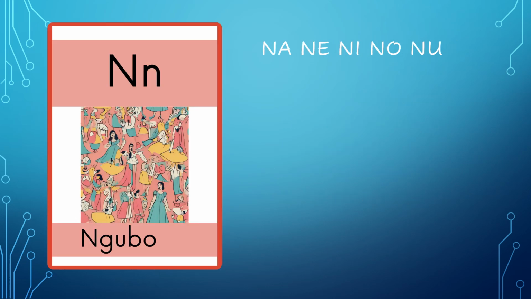The next letter is N, and it sounds like na, ne, ni, no, nu. An example of this would be ngubo, which means clothes.